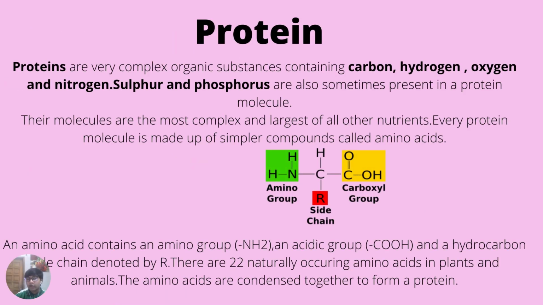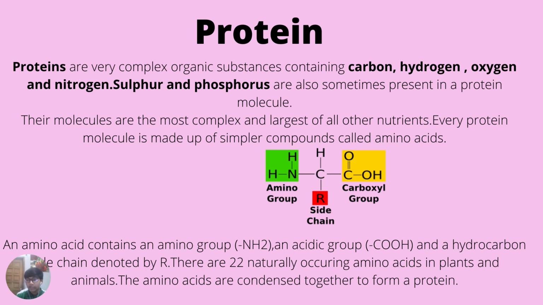What we are going to talk about now is the nutrient protein. Proteins are very complex organic substances containing carbon, hydrogen, oxygen, and nitrogen. Now we should know that sulfur and phosphorus are also sometimes found in a molecule of protein. Their molecules are the most complex and largest of all other nutrients. Every protein molecule is made up of simpler compounds called amino acids. Now, an amino acid contains an amino group, an acidic group, and a hydrocarbon side chain that is denoted by R. There are 22 naturally occurring amino acids in plants and animals. The amino acids are condensed together to form a protein molecule.